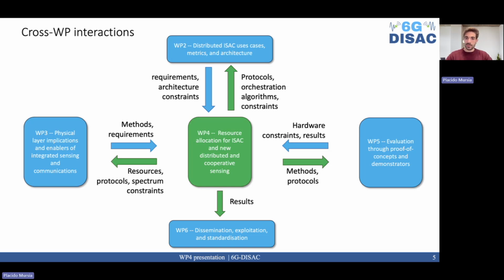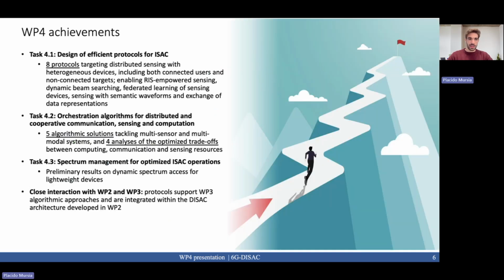On the right-hand side, we have Work Package 5, which is about evaluation through proof of concepts, so demonstrators. In this case, hardware constraints and results are provided to Work Package 4, which in turn gives methods and protocols that are needed for such demonstrators. And finally, all results are provided to Work Package 6 for dissemination, exploitation, or standardization.